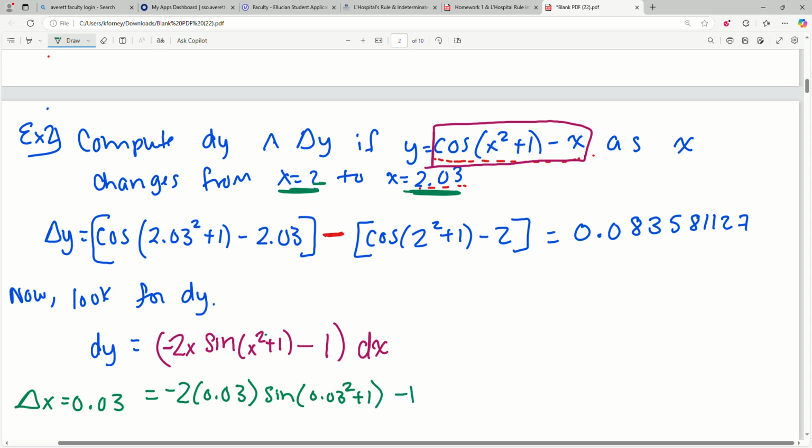Now here's what you have to remember: this dx is approximately the same as delta x. So this is approximately dx. So we also are going to replace the dx with 0.03.